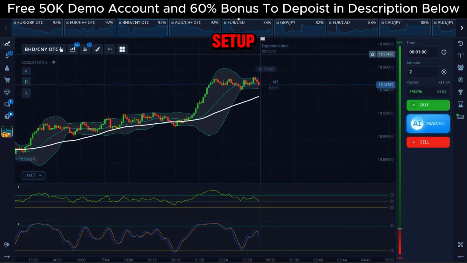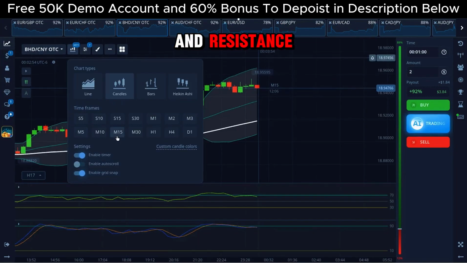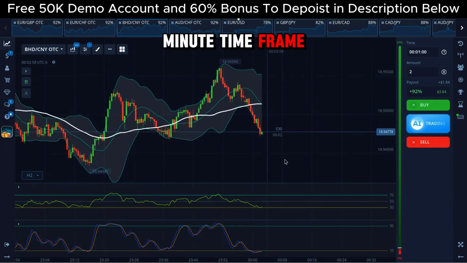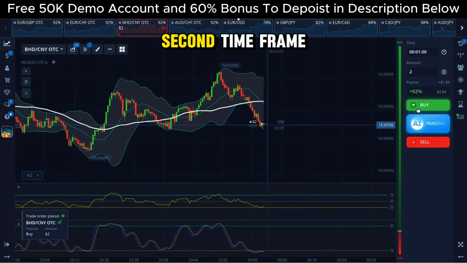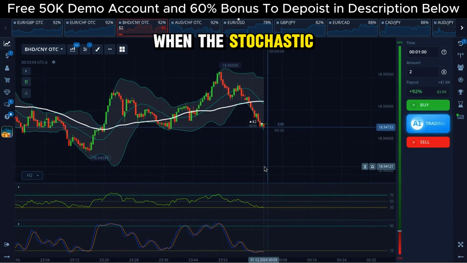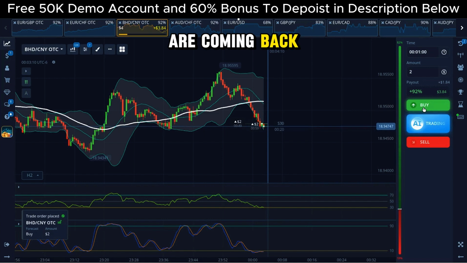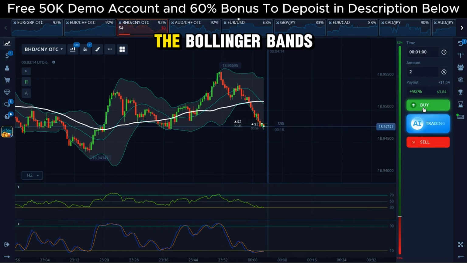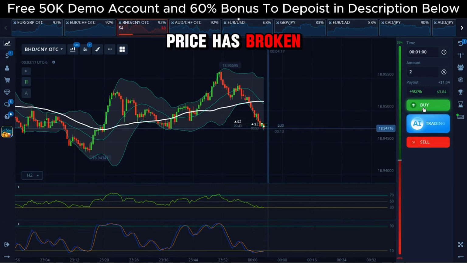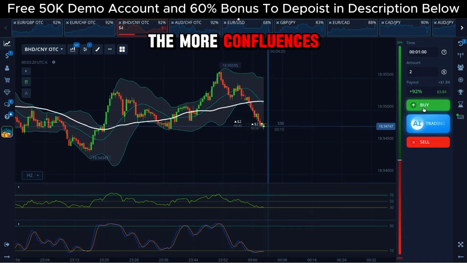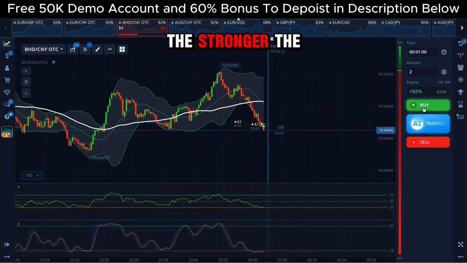To find a setup, look for strong levels of support and resistance on the 5-minute time frame. Then jump down to the 30-second time frame. When the stochastic is in the overbought or oversold zone, that's a good signal that we are coming back down or up. We also want to look at the Bollinger Bands to see if price has broken the outer limits. The more confluences we can find, the stronger the setup.